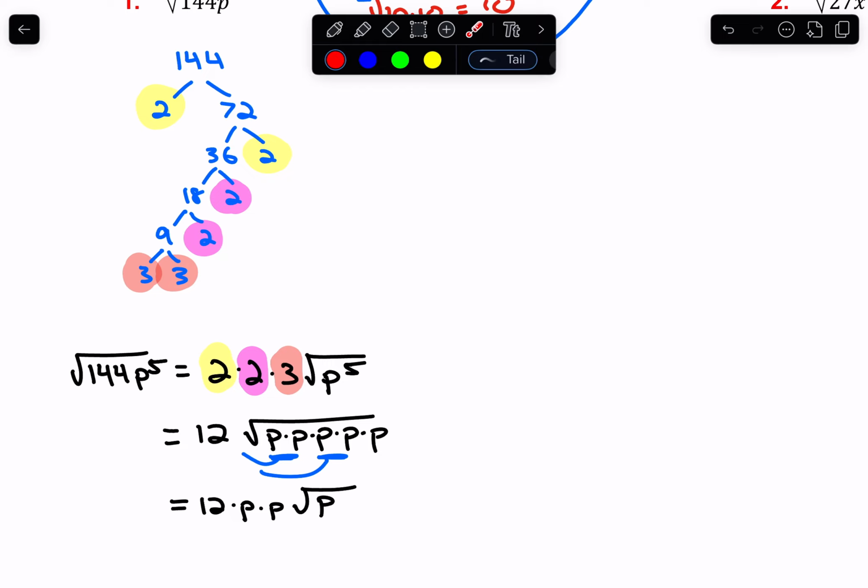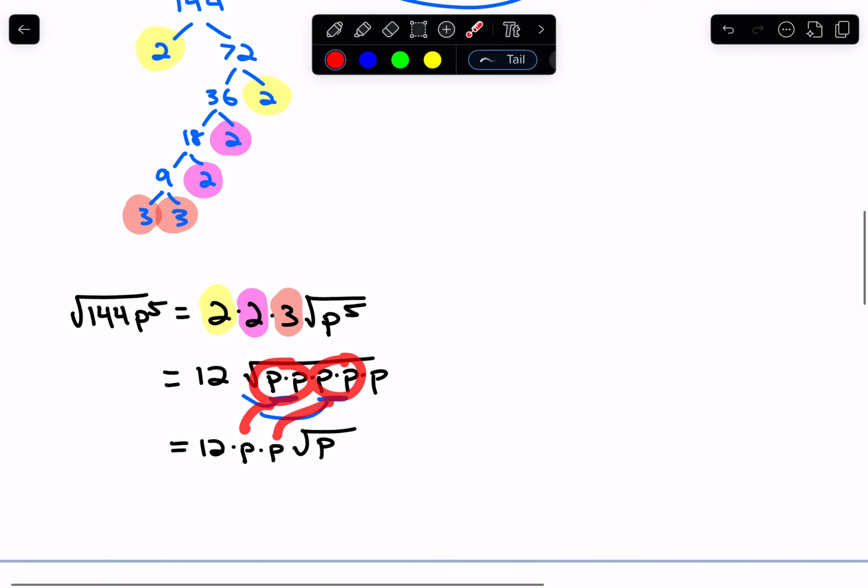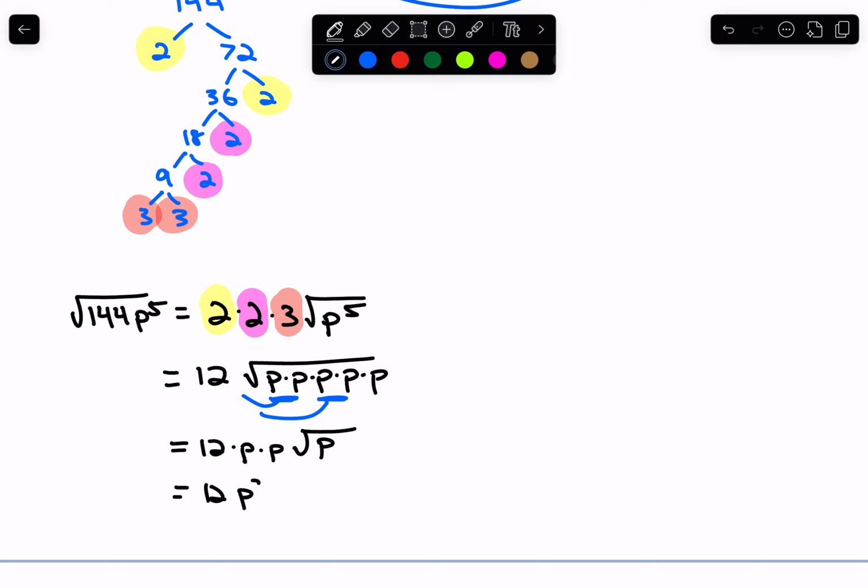Okay, so what just happened there? These 2 p's come out to be this p, these 2 p's come out to be the second p, and the odd p out stays inside the radical. So I'm looking for groups of 2. So I have a group of 2 and a group of 2. Each group becomes 1 p on the outside. So now when I write this together, this is 12 p squared square root p, where I just put those p's together. Okay, so now we could have done this a lot faster.